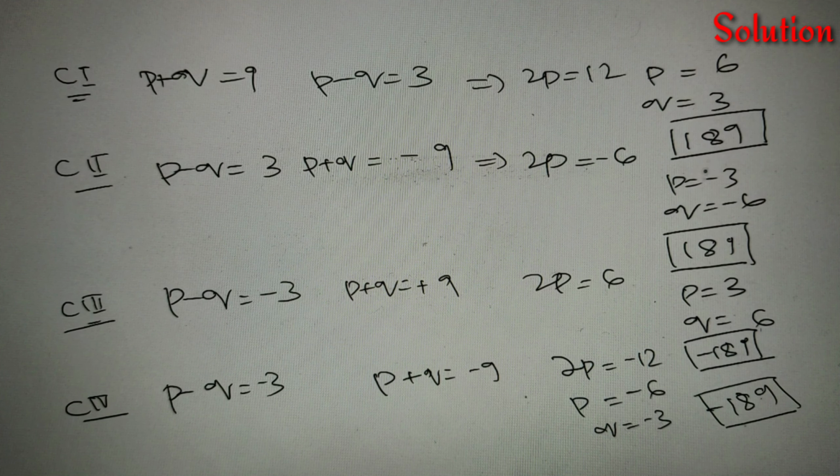Now we just have to calculate the maximum difference. So the highest value is plus 189 and the lowest value is minus 189. So upon calculating the difference, it will come as 378.